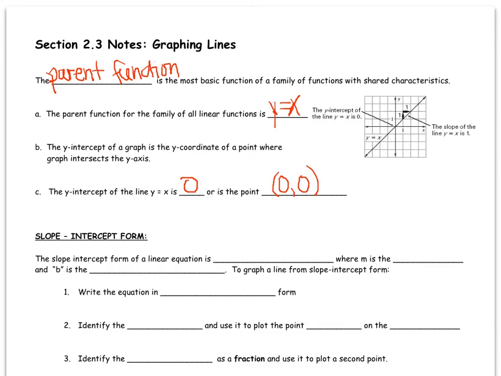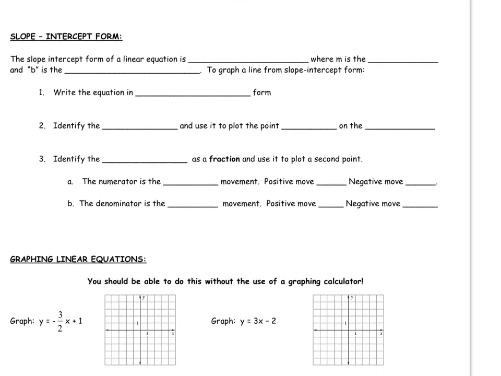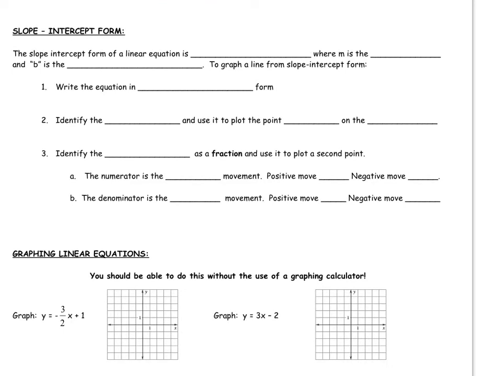So let's talk a little bit about slope-intercept form. The slope-intercept form of a linear equation is, you could probably already say this, y equals mx plus b. You probably already know that. m is the slope, you should know that as well. And b is the y-intercept.